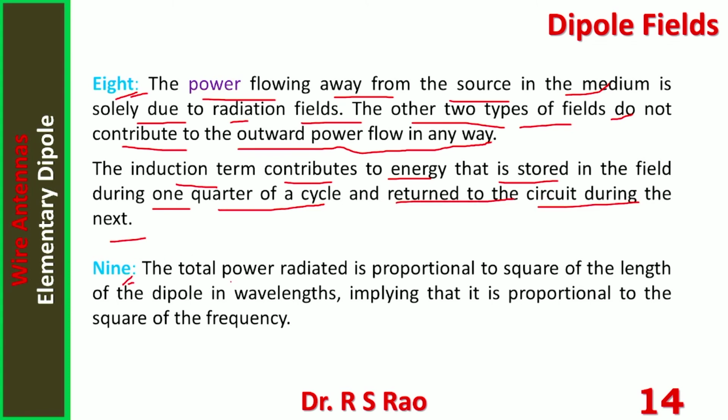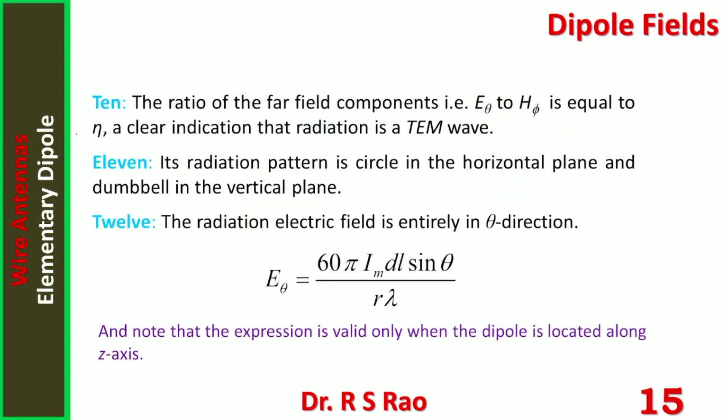Another observation, the total power radiated is proportional to square of the length of the dipole in wavelengths, implying that it is proportional to square of the frequency. And the ratio of far field components E theta to H phi is equal to eta, a clear indication that radiation is a TEM wave. Only TEM wave supports the relation E to H ratio equal to eta. E theta to H phi equal to eta means the radiation is TEM wave.